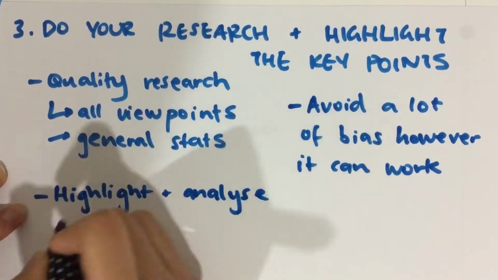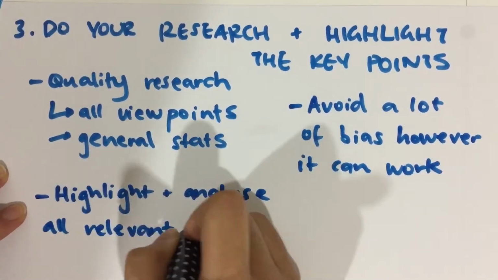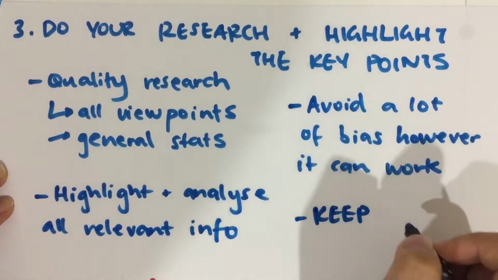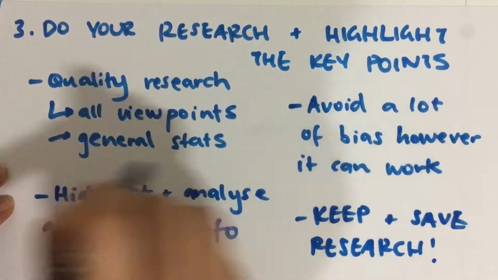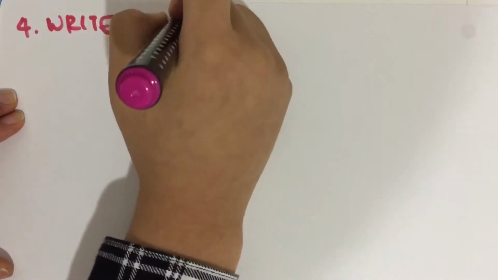It is best to avoid a biased review or argument in most cases. However, if you are rebutting an opposing viewpoint in your essay, it can be good to have some research from people for and against your topic. Keep your research and save it. You may be required to do a bibliography later on.